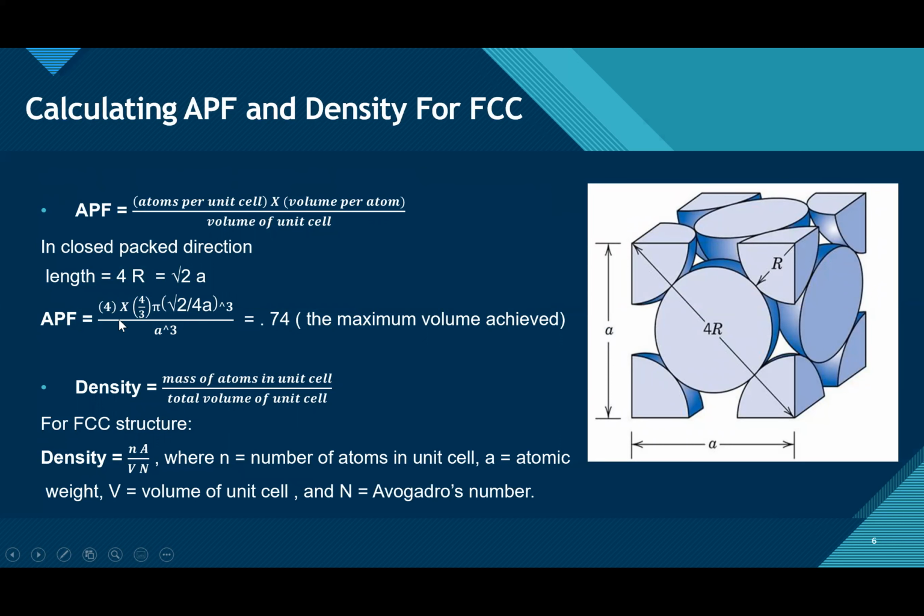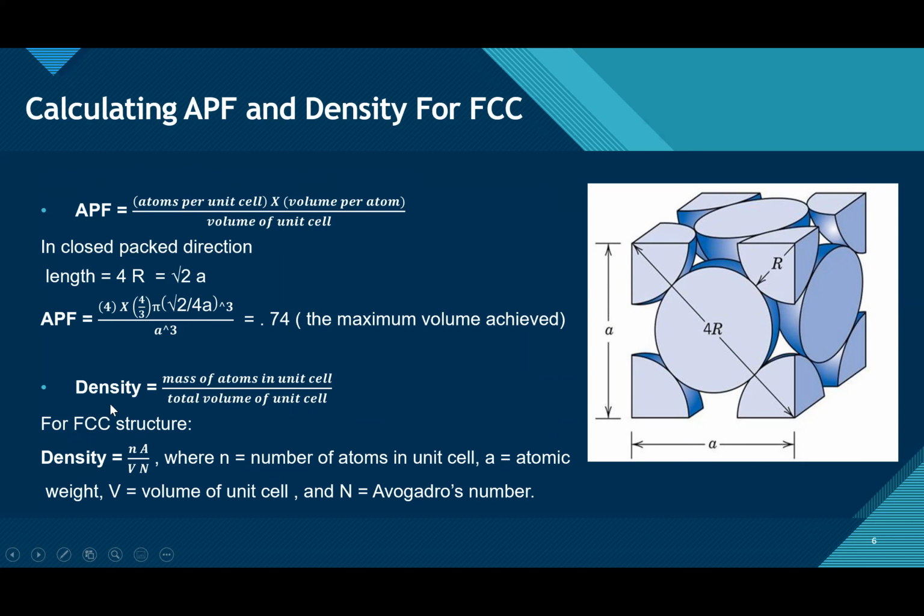So if you substitute all this information in the equation of APF, 4 is the atoms per unit cell for FCC. Here's the volume per atom, which is considered to be a sphere, so the volume of the sphere is 4 divided by 3 times pi times R cubed, and we substitute the relation between a and R here. So R equals square root of 2 divided by 4 times a, all raised to the power of 3, divided by the volume of the unit cell, which is a cube, so it's a cubed. And we can get this number, which is the maximum volume achieved.